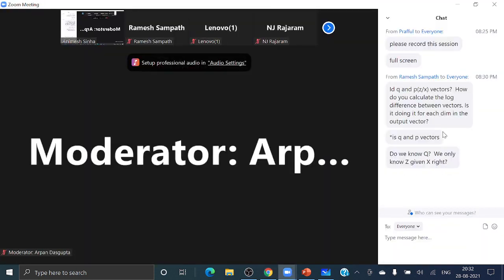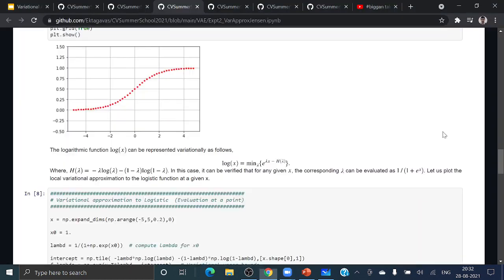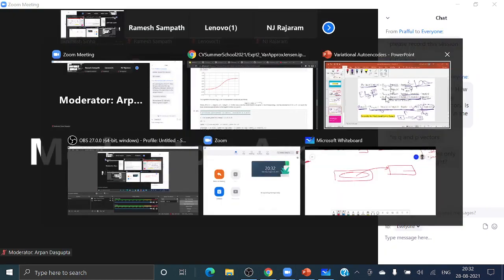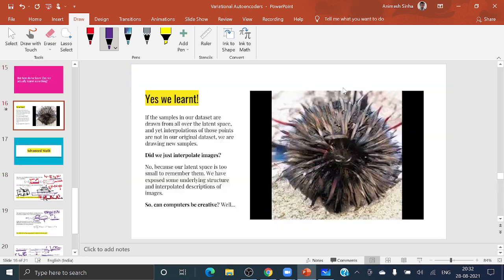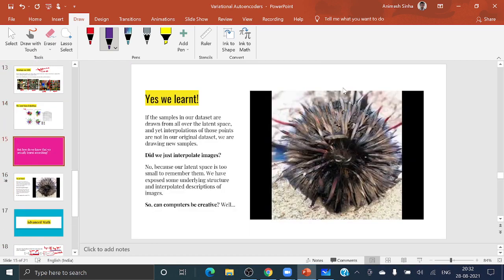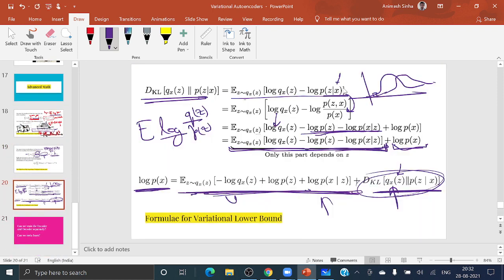Do we know Q? We only know Z given X, right? Right. So we never came at Q. Sorry about that. We know Q not directly, but we say that what should Q be like? Q should be like, so we know that there exists some true Q, and Q should look like P of Z given X. So we are trying to learn inside of Q P of Z given X, and we want to learn a nice function Q which we can sample from.